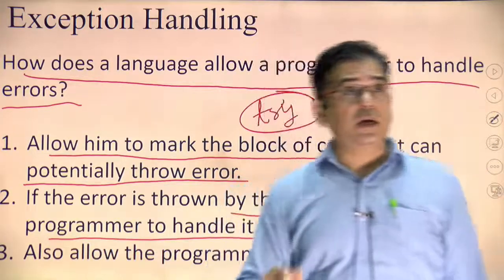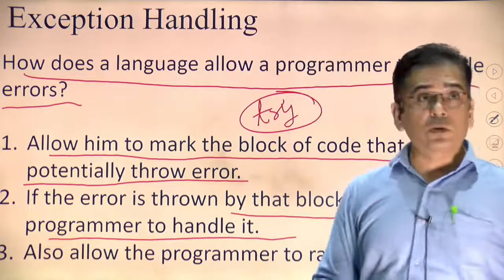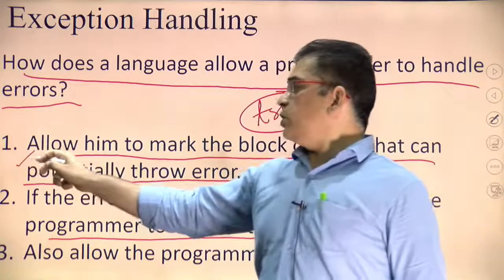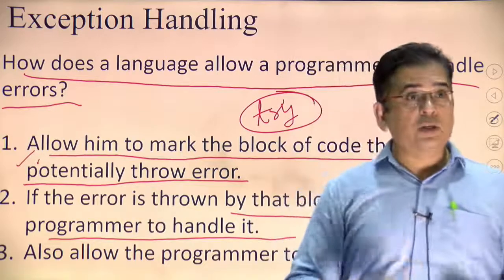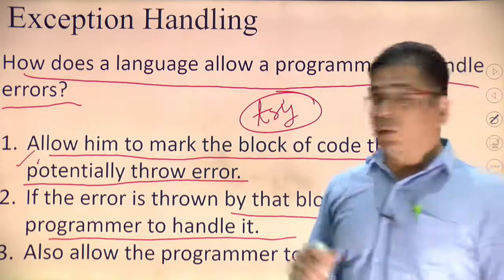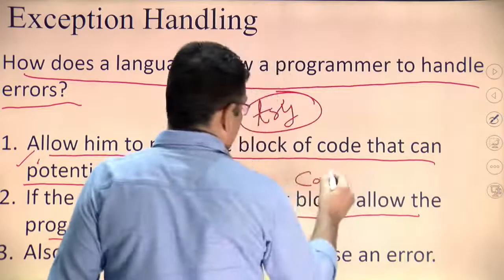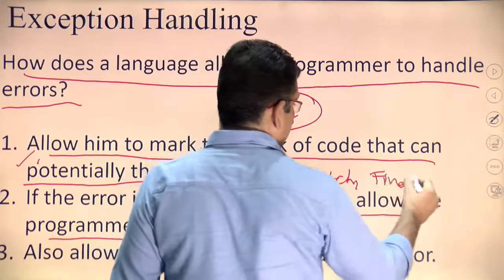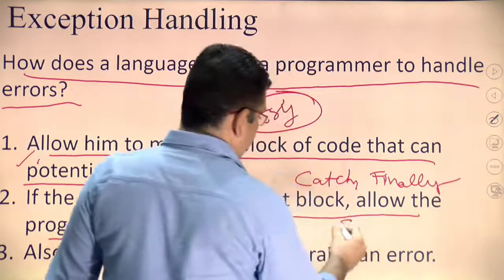The second functionality which any language provides to the programmer is that if the block which has been potentially marked is throwing an error, then the programmer will be able to handle that block. That can be done by the catch block, or finally, or except.